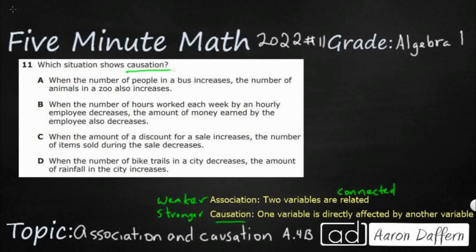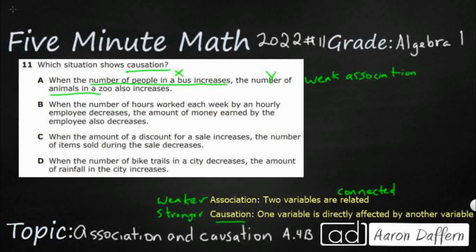All right, so that's our independent variable, our x, right? So we're increasing the number of people in a bus. What's happening because of that? The number of animals in a zoo increases. That has nothing to do with each other. Maybe that's our dependent variable. Maybe you can say it's a weak association. Even then, that might not have an association.